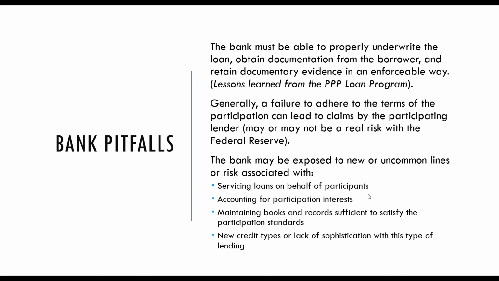And pitfalls. Just like with the PPP program, we can anticipate challenges that the program will create. For example, the bank must be able to properly underwrite the loan and obtain documentation from the borrower and retain documentary evidence in an enforceable way. This is what we mean by propping up the program with mature and robust procedures. You want to make sure that if you're missing a piece of underwriting or a borrower claims that you had an obligation to review them to a certain standard, you have procedures to evidence that you did, if it's missing from a file 12 months from now.